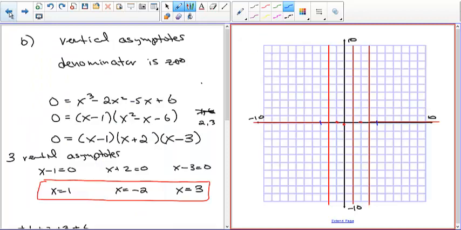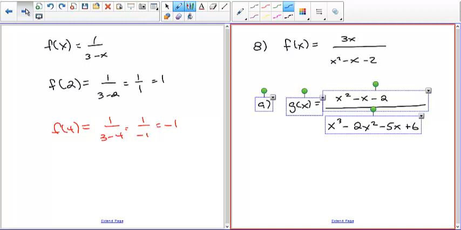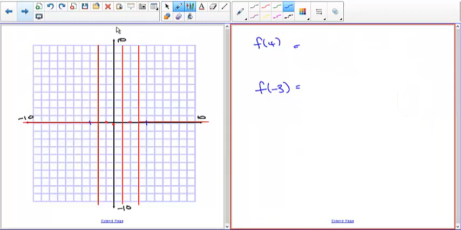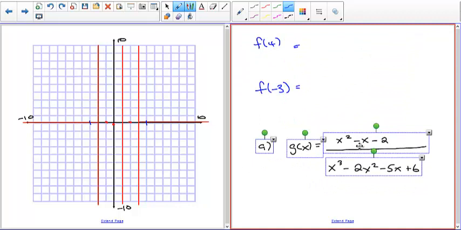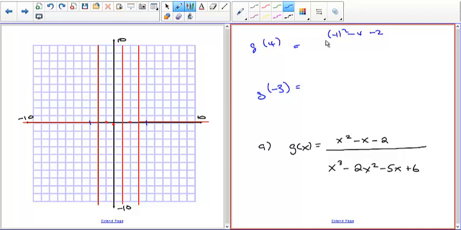And now we just need to copy this equation so I can evaluate the function. Okay, so there we go. And it's g, not f. So we do g. G of 4, g of -3. G of 4, g of negative, okay. So we get 4 squared minus 4 minus 2 divided by 4 cubed minus 2 times 4 squared minus 5 times 4 plus 6.